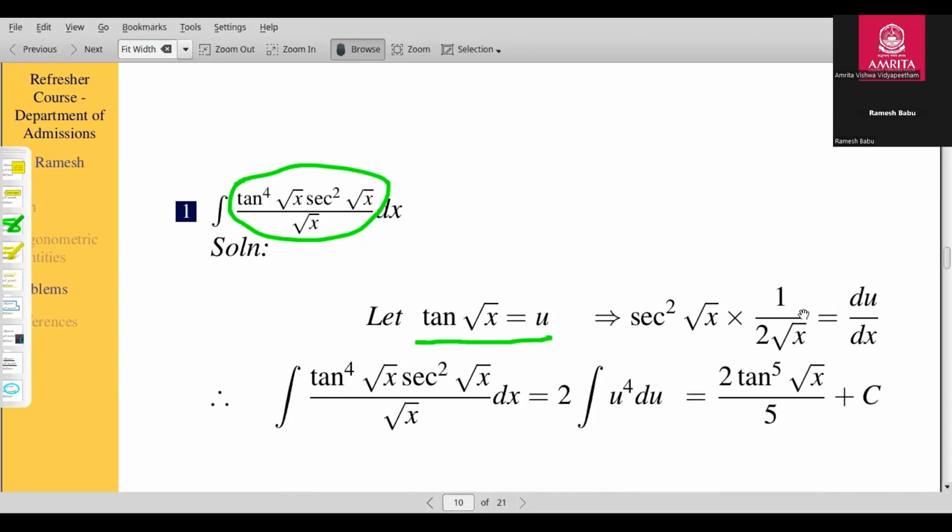So what happened here? Secant squared root x by root x is replaced. Would you be able to see this? This term is replaced by 2 times du. And tan of root x is nothing but u, so tan power 4 gives u power 4.